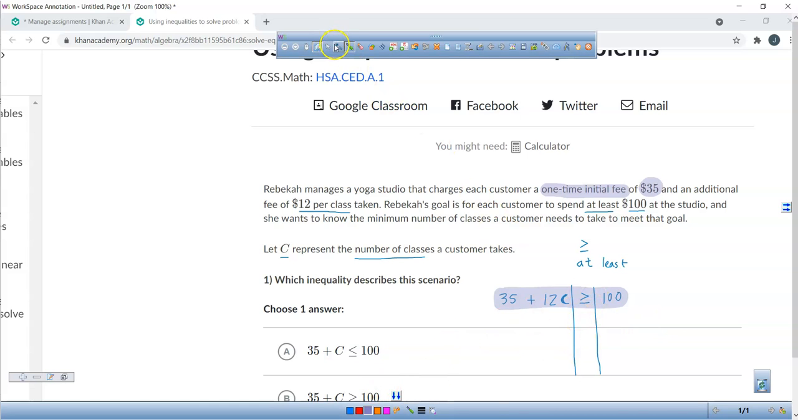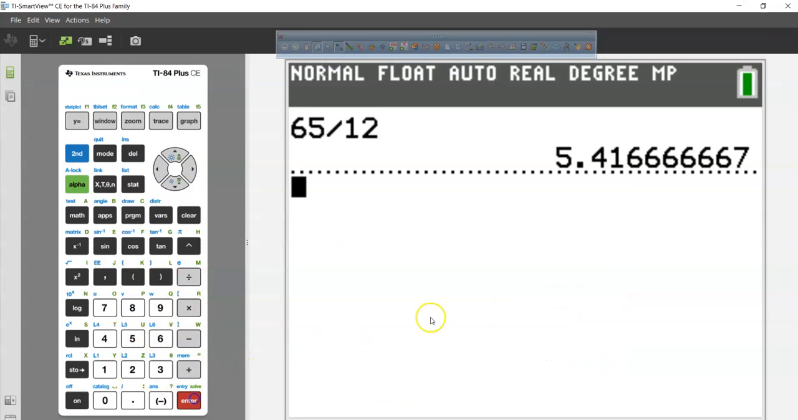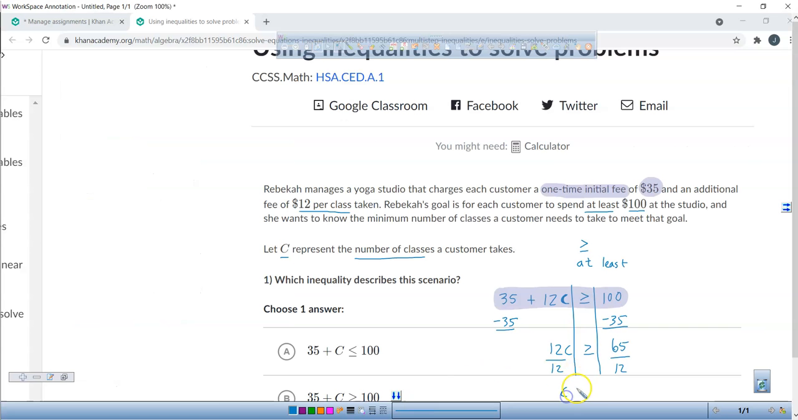Now we have to solve it. We're going to solve for C. So to solve for C, you have to take away 35, take away 35. So we're going to do 100 minus 35, which is 65. Bring down that greater than or equal to sign. And then once again, you just divide both sides by the number in front of the variable. So 65 divided by 12 is 5.4. So C has to be greater than or equal to 5.4.